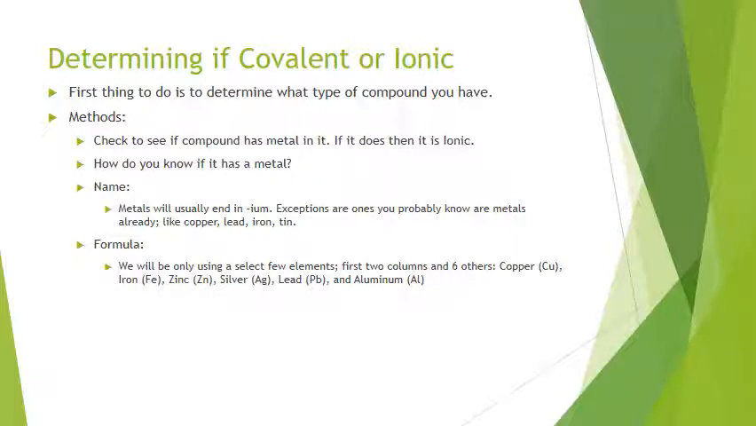All right, again, like I said, the first thing you have to do is determine if you have covalent or ionic. So the way to do that, I suggest, is first to see if it's ionic or not. And again, if you have ionic, it has to have a metal in it. So if you're given a compound, that means that it has 2 or more elements in it. You have to decide if it's ionic or covalent. What I would suggest is to first see if it has a metal.